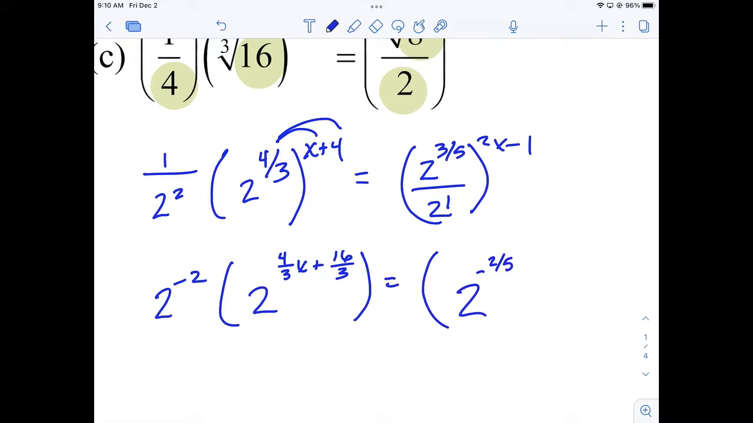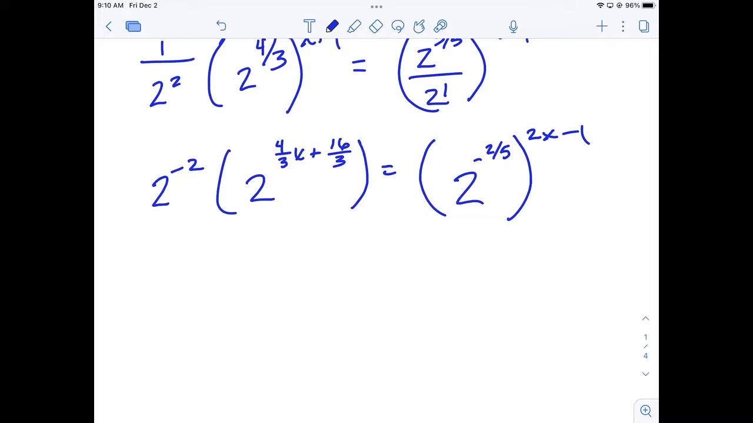Yep, negative 2/5. Good. And that's to the 2x minus 1th power. What I'm trying to do is get a single power of 2 on one side and a single power of 2 on the other. So really all I'm doing is I'm simplifying both sides separately like I did in the beginning of the year, like two separate problems.